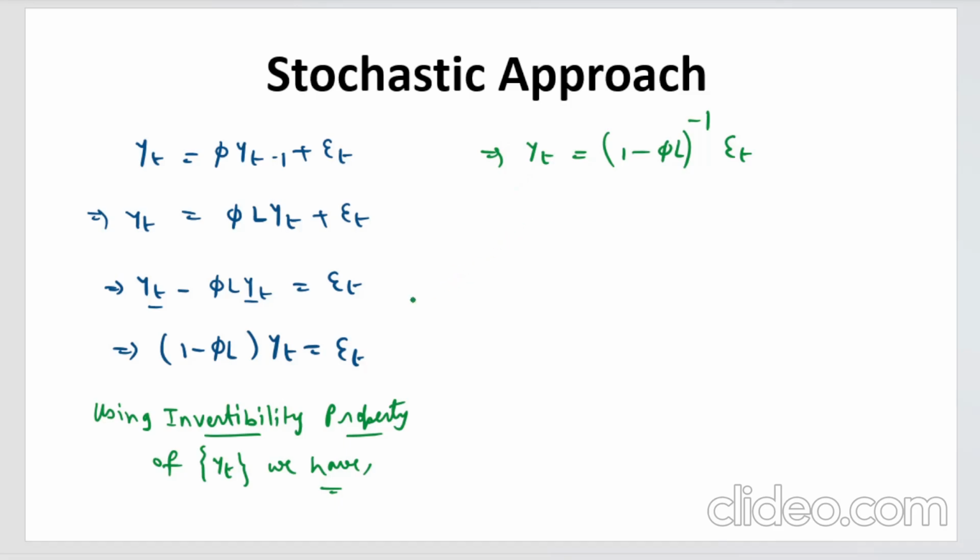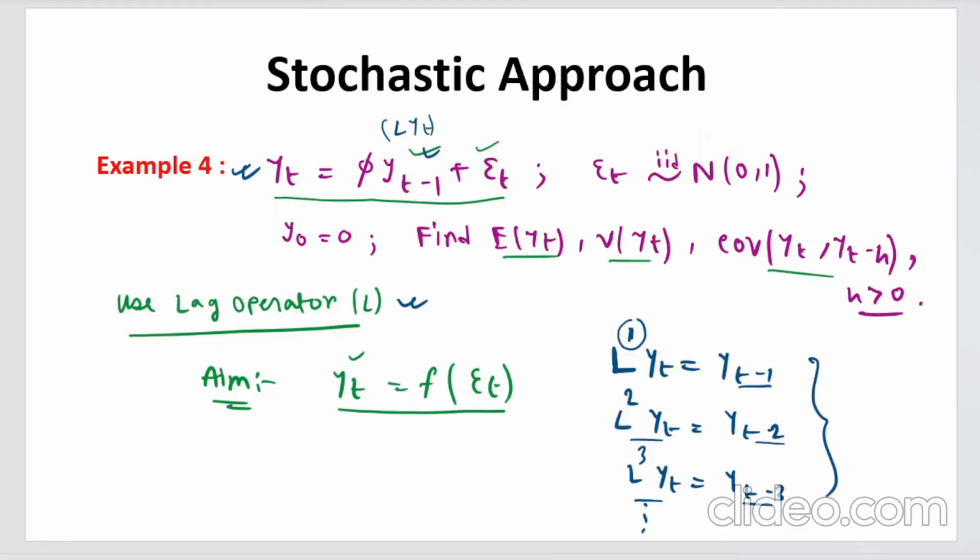So please understand this, it's very important. What I have done is written y_{t-1} using the lag operator, then taken this expression on the left-hand side and simply taken y_t common, and you have this expression. Now you want to write y_t only in terms of epsilon t. We only want to express y_t in terms of epsilon t.